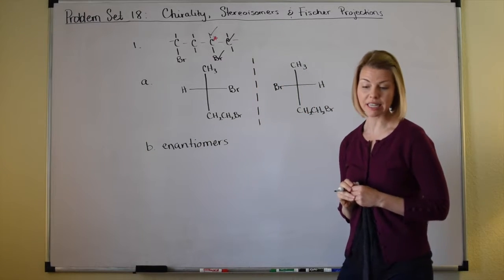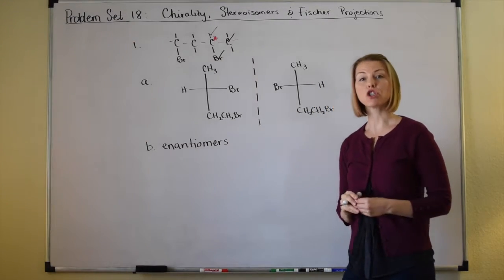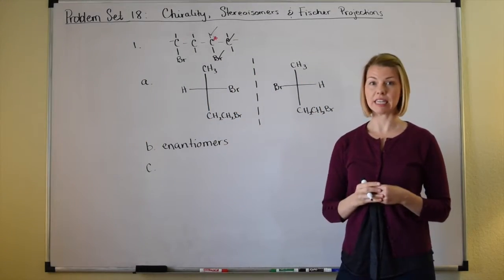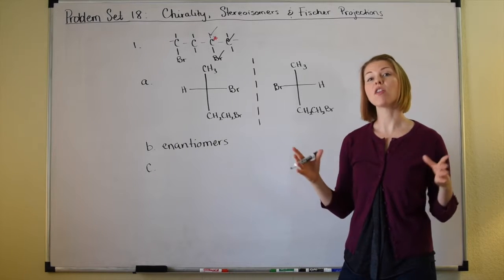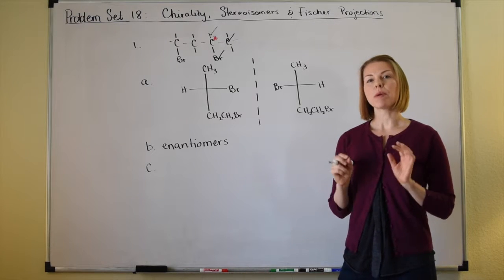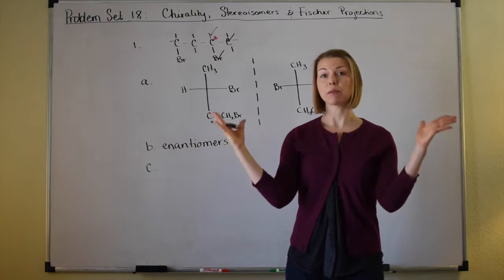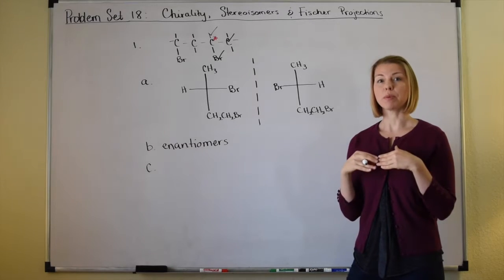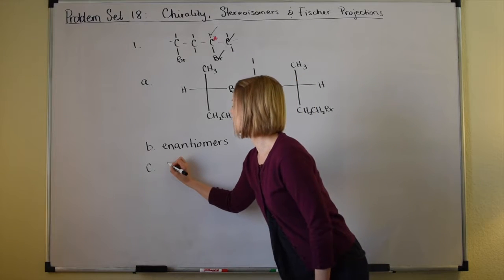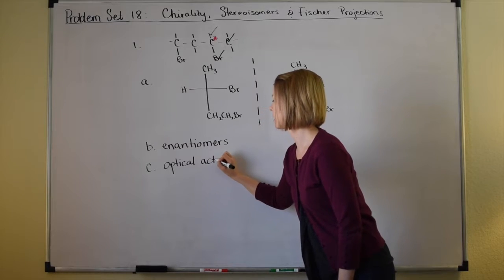All right, part C. What physical property will be different for these 2 molecules? We learned in tutorial 18 that enantiomers will have all the same physical properties except for 1, optical activity. Remember that their optical activity will be in opposite directions. Same number of degrees, but in opposite directions. One will rotate plane polarized light to the right, the other to the left. So for C, that different physical property is optical activity.